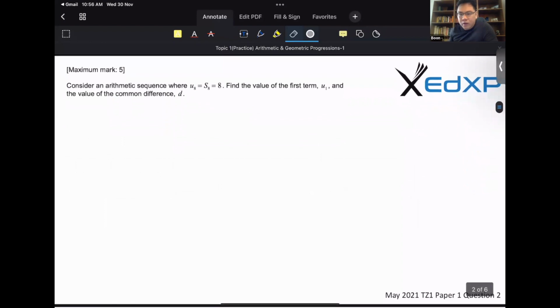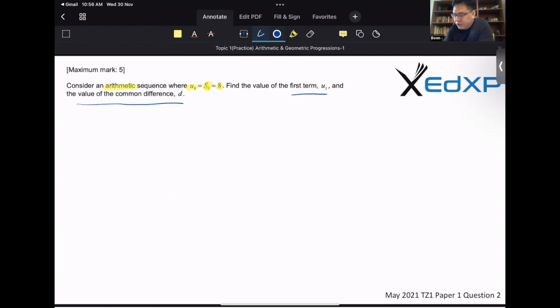So this question actually came out last year in the May 2021 Time Zone 1 Paper 1 question 2. It's a 5-mark question, and for paper 1 we're not allowed to use a calculator. Okay, so let's break down this question. For 5 marks, consider an arithmetic sequence. So take note, arithmetic sequence, please highlight it in the exam, where U8, or term number 8, is equal to the sum of the first 8 terms and is equal to 8. We want to find the value of the first term, U1, and the value of the common difference.